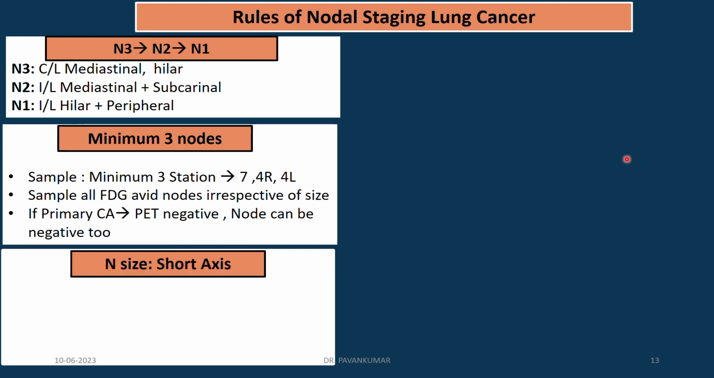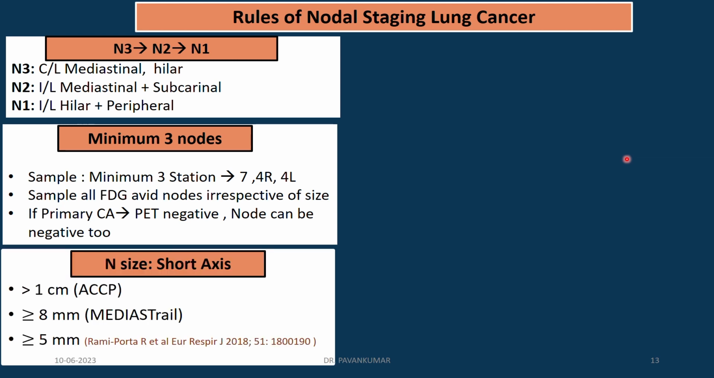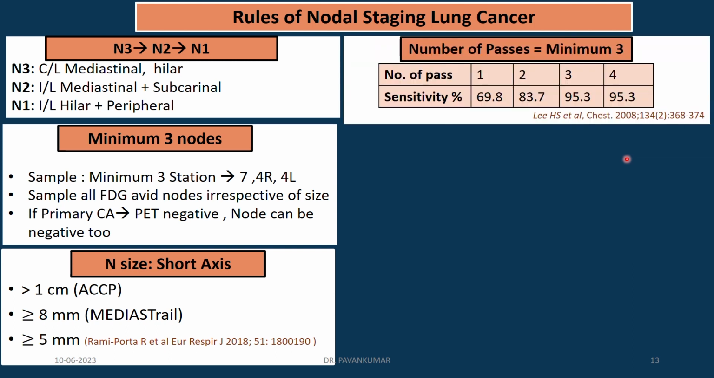Regarding the short axis node size, ACCP recommends a 1 centimeter cutoff. The Medias trial, which was published 1 month back, recommends an 8 millimeter cutoff. In many papers, including the pioneer paper, a 5 millimeter cutoff has been used, and we use a 5 millimeter cutoff in the lymph node size to define whether we need to do a sampling or not. Minimum 3 passes.